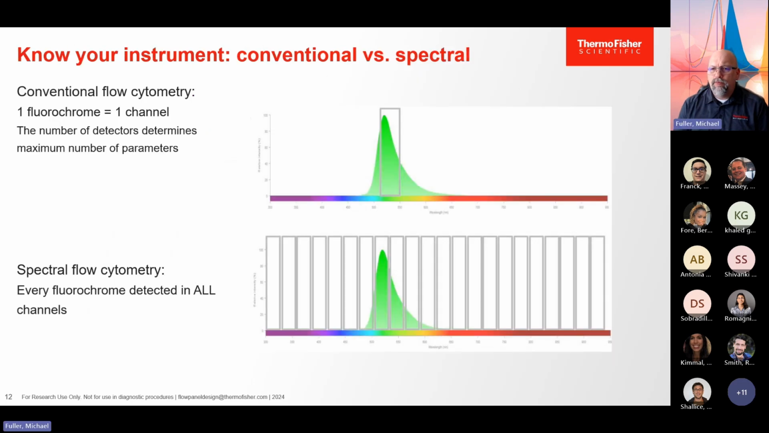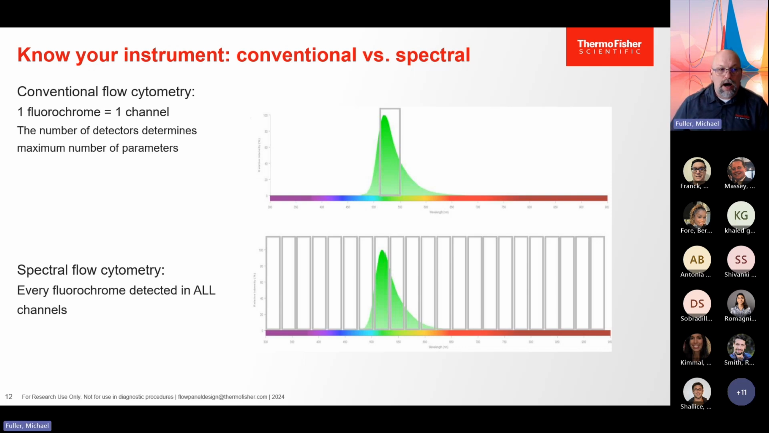Now, up until now, we've been talking about conventional flow cytometers. And what I mean by that is flow cytometers where each detector is tied to detecting fluorescence from one fluorochrome. So it's a one-to-one relationship between fluorochromes and detectors. So if you have a flow cytometer that has 10 detectors, you can build up to a 10 color panel.